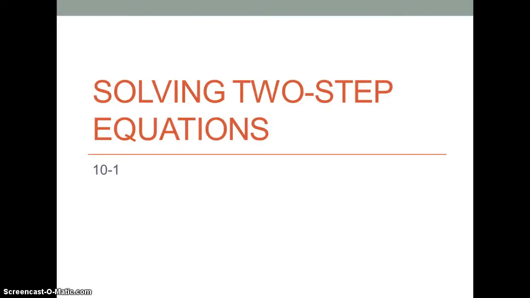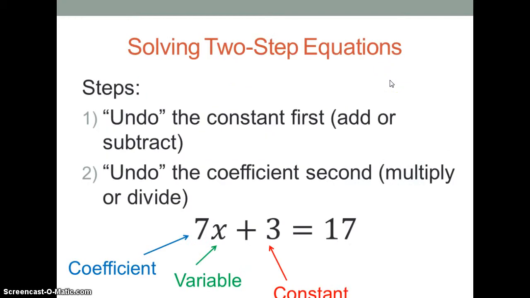Today we begin solving two-step equations, which begins chapter 10. Alright, so to solve two-step equations, there are two things you need to do. Step 1, undo the constant first. Remember, your constant is the one without the variable, and you do that by adding or subtracting. And step 2, undo the coefficient by multiplying or dividing. The coefficient is the number that has the variable with it.